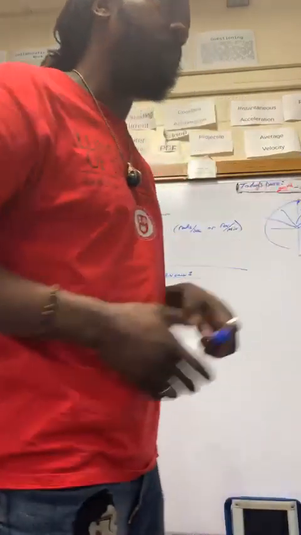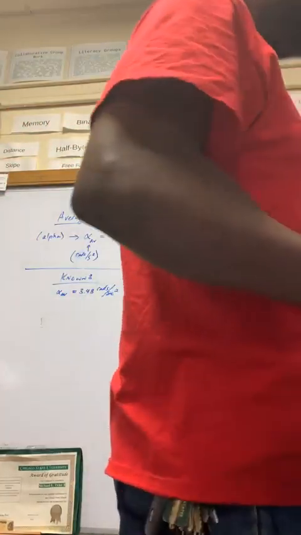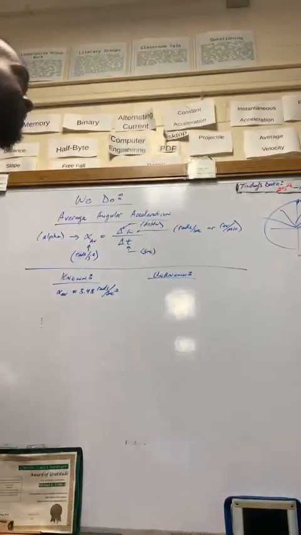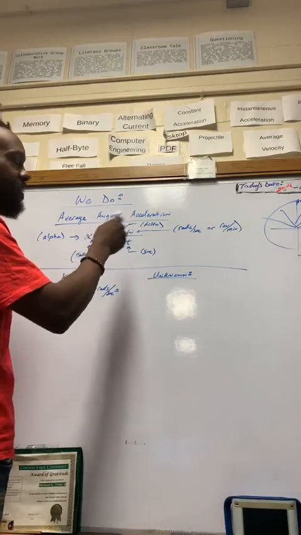What's another word for speed? It starts with the letter V. Acceleration? No, velocity. Velocity. Okay, yes, velocity. So what up here would be your velocity?